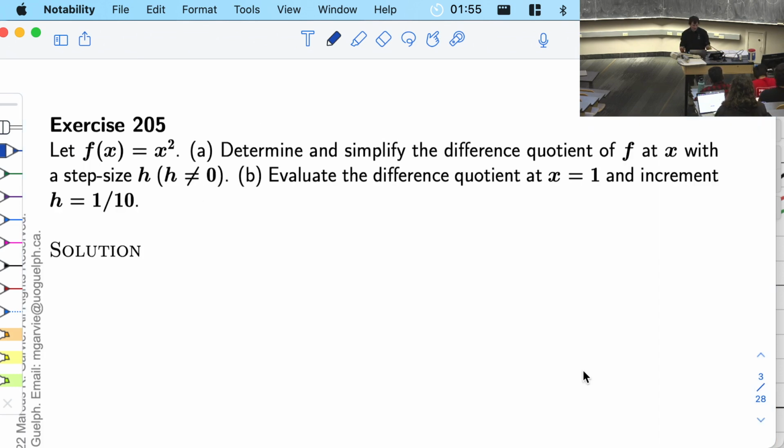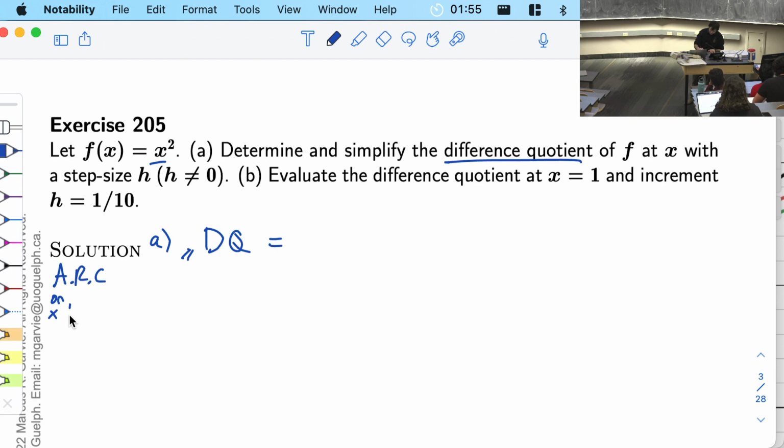f of x equals x squared, determine the difference quotient. So we would like to know the DQ equals what? And the DQ, remember, is just the same thing as the average rate of change from x to x plus h, also known as the slope of the secant line here. Slope of secant from x to x plus h. Okay, so it's going to involve the two numbers x and x plus h. We're going to figure out what it is.